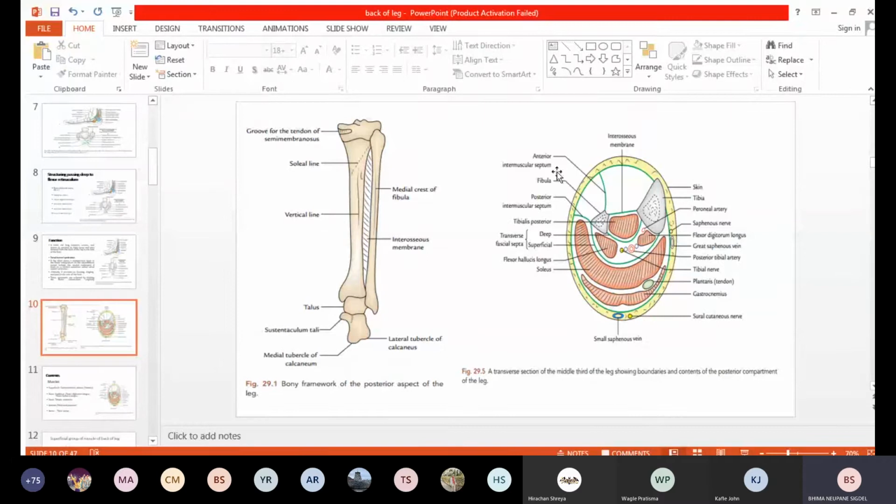So here you can see the structure present on the posterior compartment of the leg. We have divided it by the drawing. Here you can see the three compartments: superficial, after that the intermediate compartment, and the deep compartment. In the superficial compartment, there is the deep fascia, and below that you can see the superficial muscle. So we are going from superficial to deep.